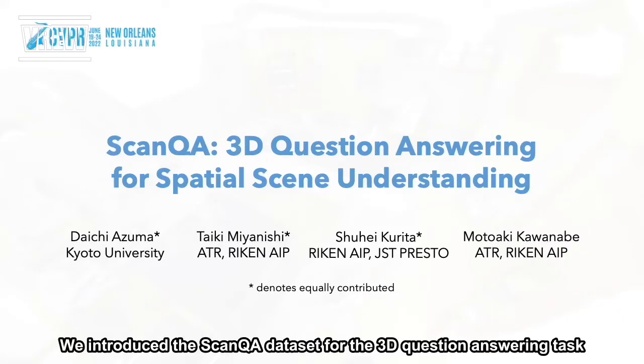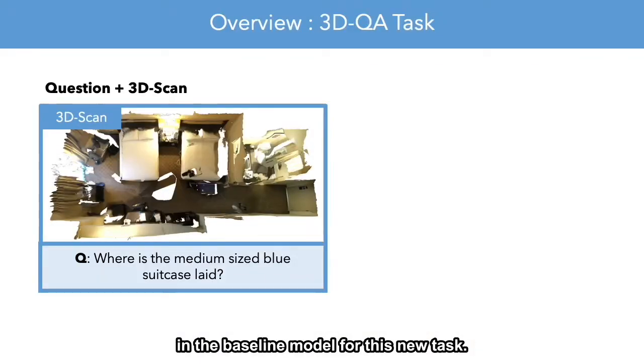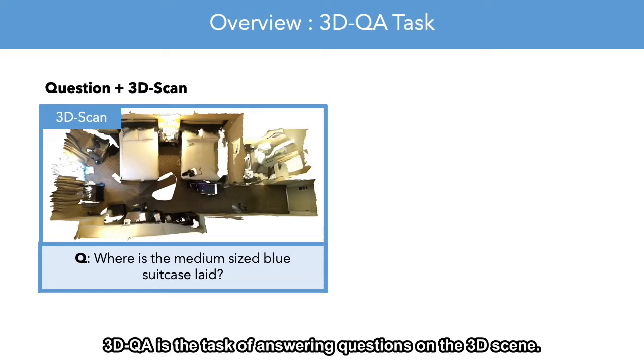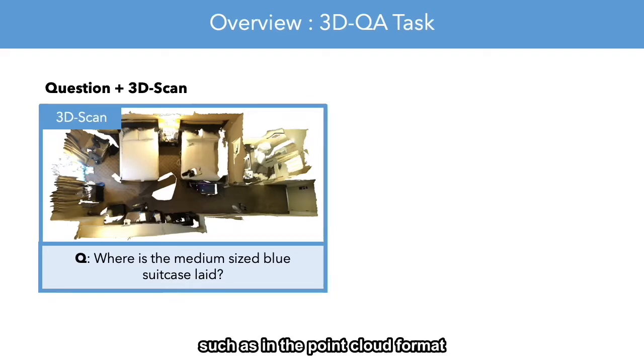We introduce the ScanQA dataset for the 3D question answering task and the baseline model for this new task. 3D QA is the task of answering questions on the 3D scene. The input for 3D QA is a 3D scan of the indoor house scene, such as in the point cloud format, and a textual question for the environment.